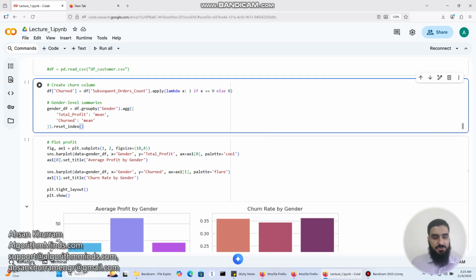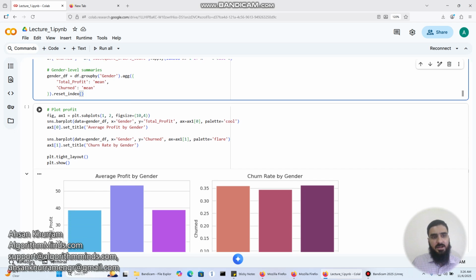Once we have churn rate, and once we already have the total profit column in our data frame, what we would like to do is to apply the group by function on column gender, and then aggregate its values like total profit and churn. So here we will have three categories: male, female, and not defined, and we have these aggregate metrics like total profit and churn created in the data frame gender_df.